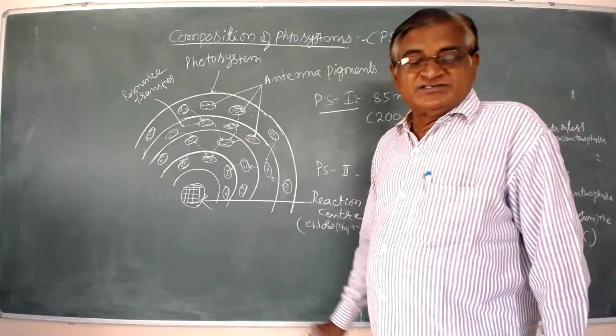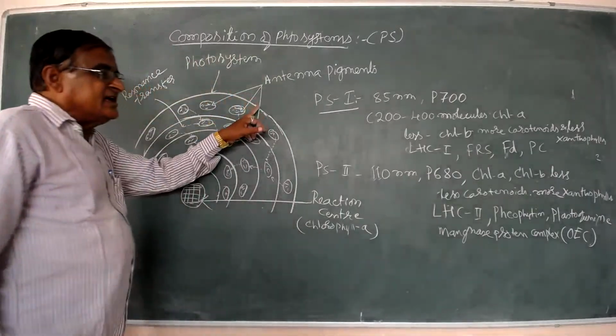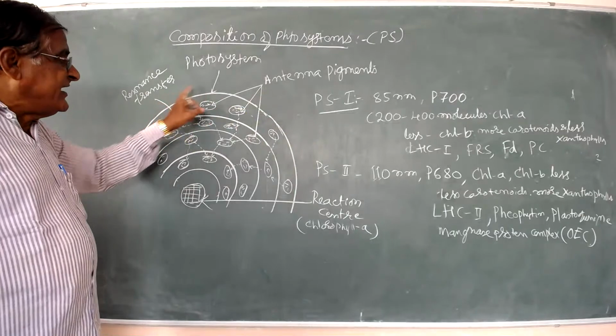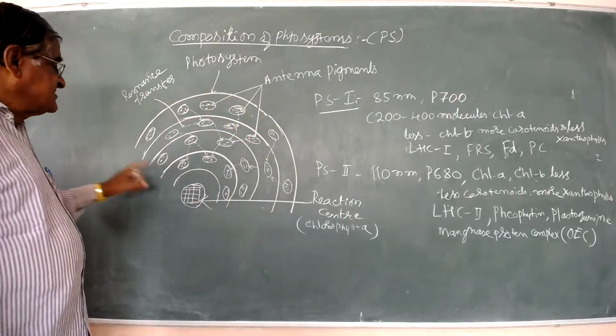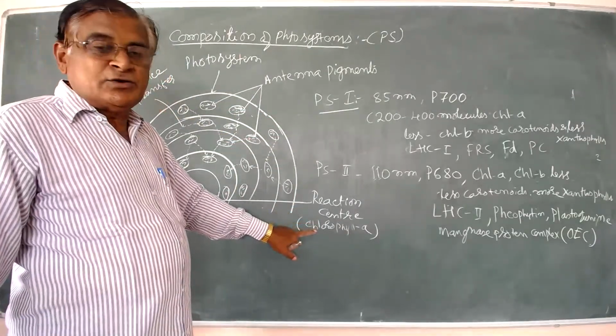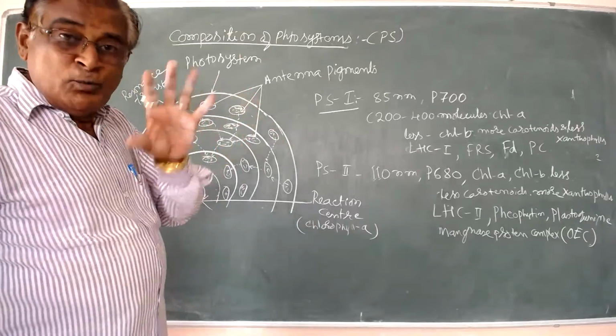So it is a model of a photosystem. You can see here, it may be PS1 or PS2. In this one we will find the structure, the reaction center, which is chlorophyll a, where the reaction center will be. Different pigments will be there; they are nothing but proteins.